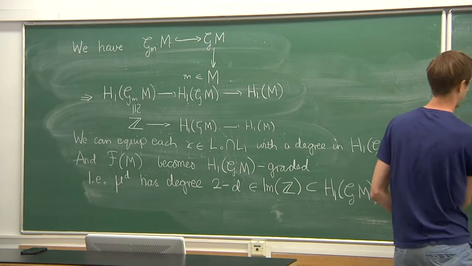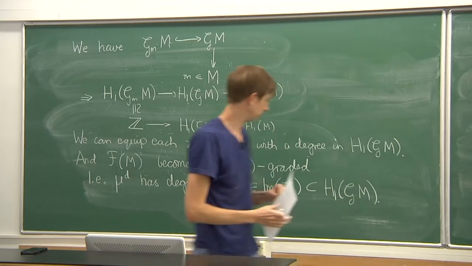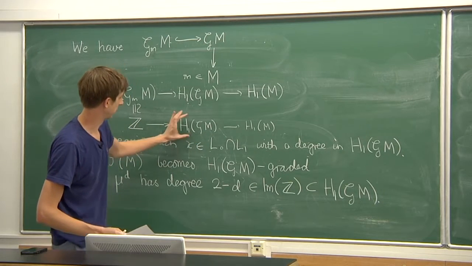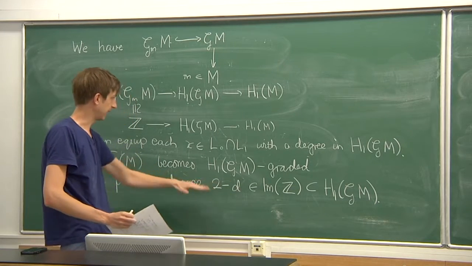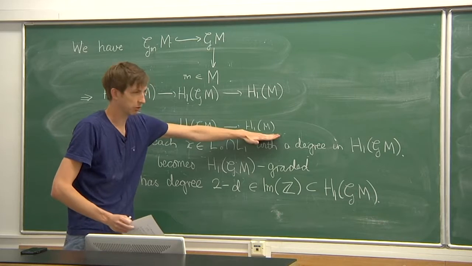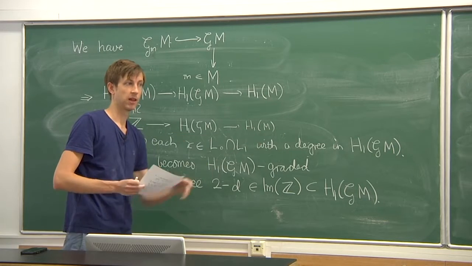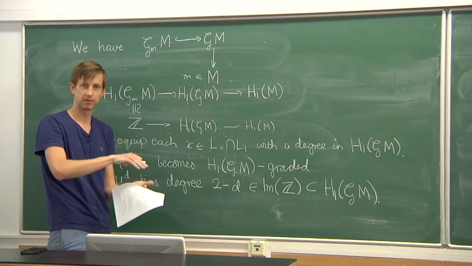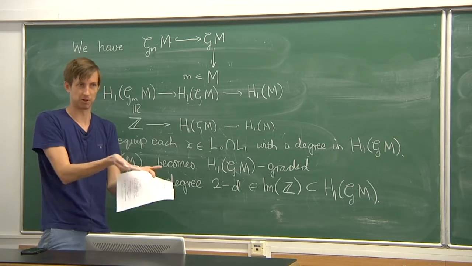I guess the part having to do with the Maslov index may still be a bit mysterious, but because this is exact, the fact that these have degree 2 minus d, which is in the image of Z, means their degree with respect to the reduction to the H1 of M grading is 0. And what that's saying is that any time you have an A-infinity structure map, it's counting some disks, and the boundary of the disk is null homologous, because there's a disk there.